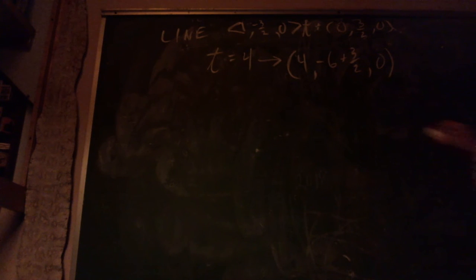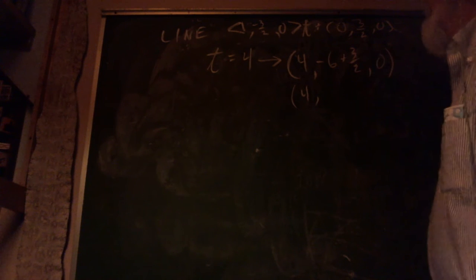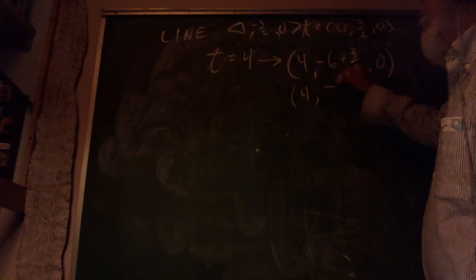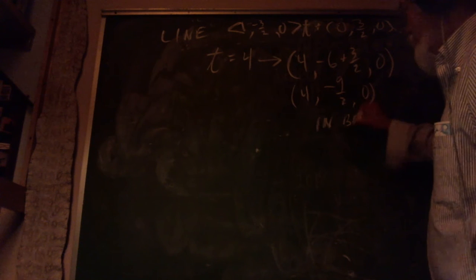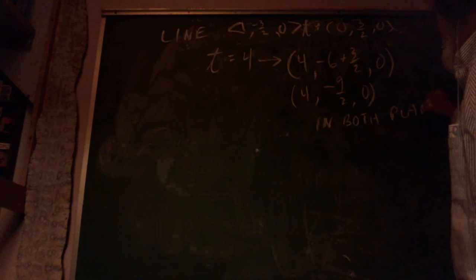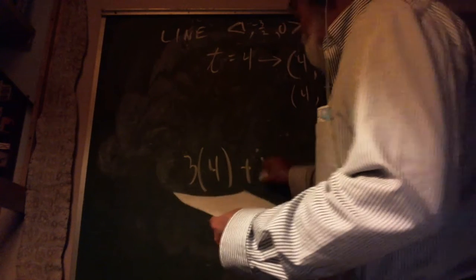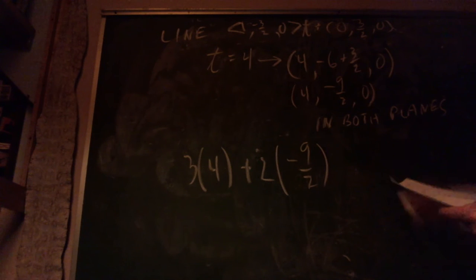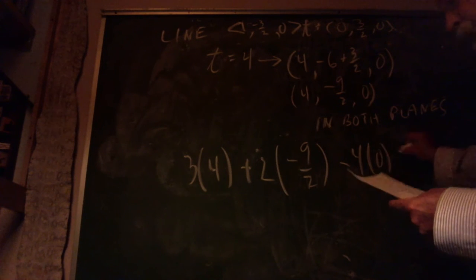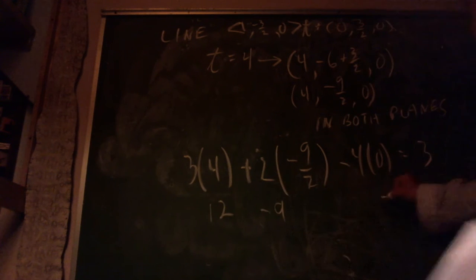But anything should work. So I'm going to have the 4, and this is 12/2 minus 3/2. 12/2 minus 3/2 is negative 9/2, 0. Now, that should be in both planes. So let's try it. So my one plane was 3x plus 2y. I like that 2 times the halves. That's a good sign. Minus 4 times 0. And that's supposed to equal to 3. Let's see what we got. I got 12 minus 9 equals 3.